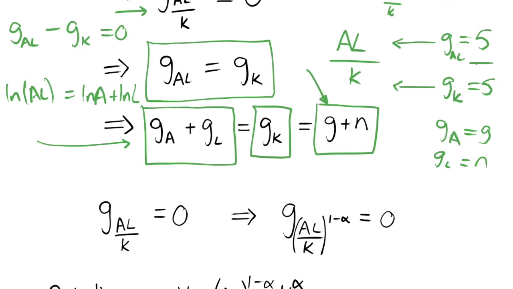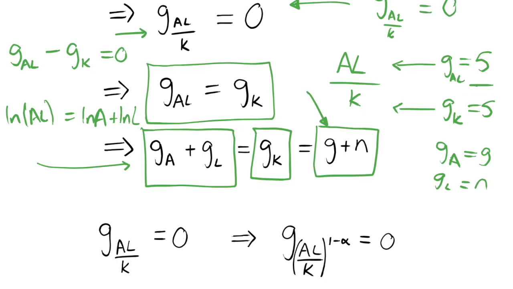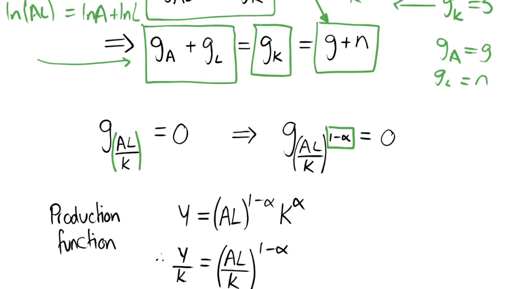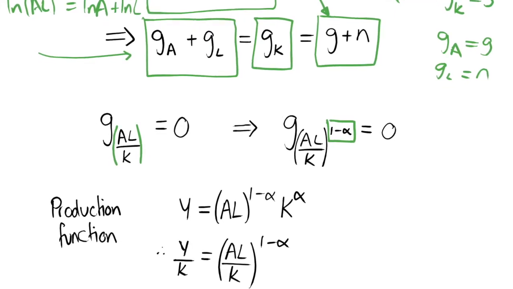Okay, so now that we've got that, it is also worth noting that if the growth rate of AL over K is equal to 0, we have that 1 minus alpha is a constant, so the growth rate of AL over K to the power of 1 minus alpha is also going to be 0, and we can use this result later on, or right away, as it turns out.